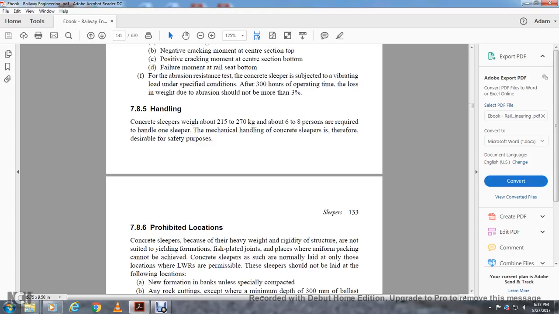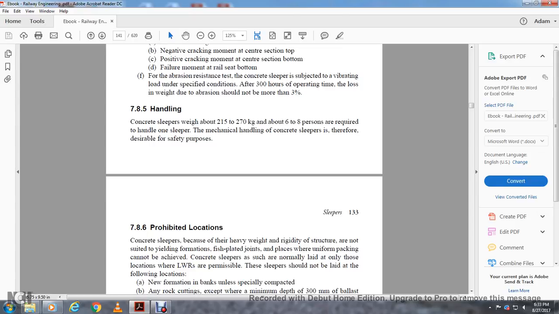786. Prohibited locations of the concrete sleeper, because of their high weight and the rigidity of the structure, they are not suitable for yard formation. Fish-plated joints with uniform packing cannot be achieved with concrete sleepers. Normally, they are laid only with long welded rails.